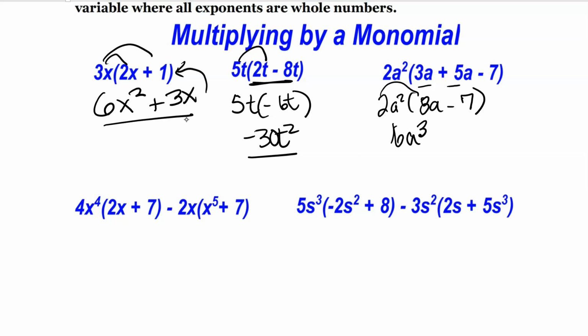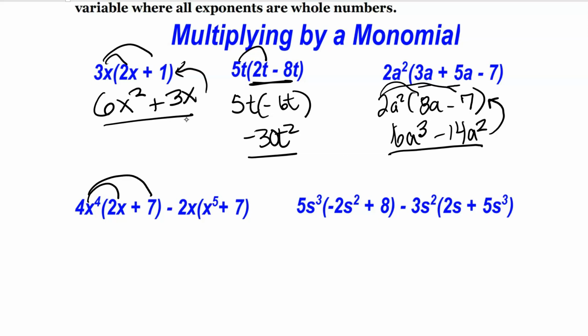And then 2a squared times negative 7 is going to give me negative 14a squared. Again, in the future, you're going to be given this, and you're going to be like, hey, take me back to that. Can't wait, boy. All right. Then we distribute u.